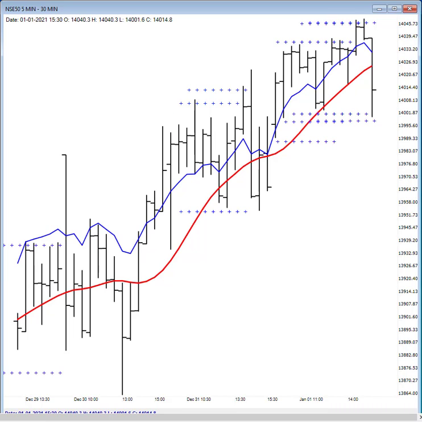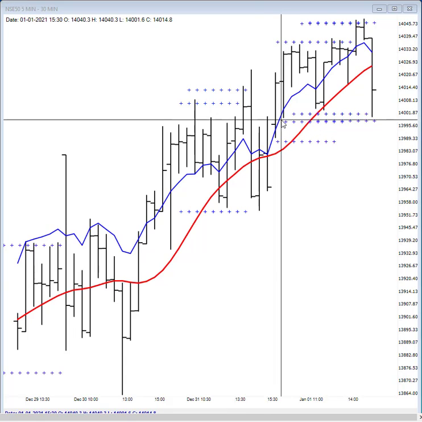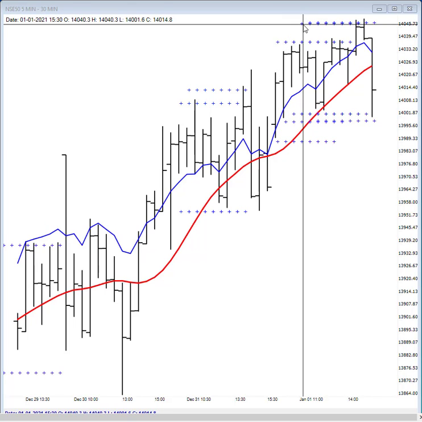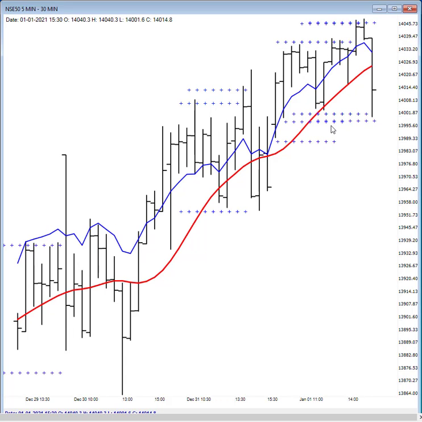Let's look at these two levels. This one here. This is 14,019. We'll just round it off to 14,015. And this one is 14,047. So we'll call it 14,050. See how narrow the range was. Now what we have is 14,015 and 14,050. These are the two boundaries of this very narrow range.